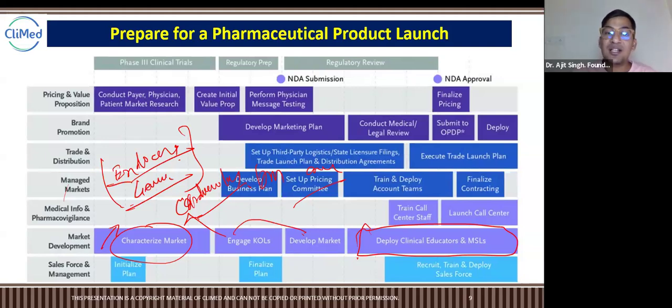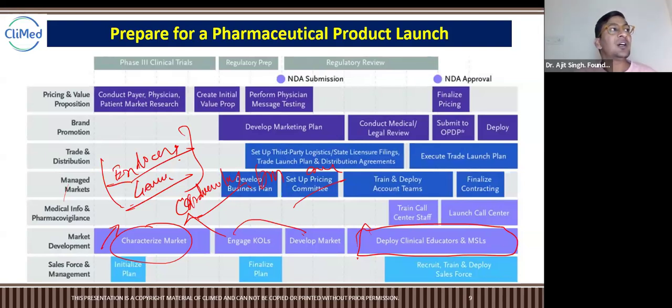And MSLs, medical science liaisons, are the people who are the bridge to the last chain of marketing. What is the last chain of marketing in pharmaceutical products? MRs, medical representatives, right? So MSLs plan the entire clinical education part, and they develop the strategies for medical education, and for the conferences, workshops, and seminars of the doctors. They connect with the doctors to tell about the product.